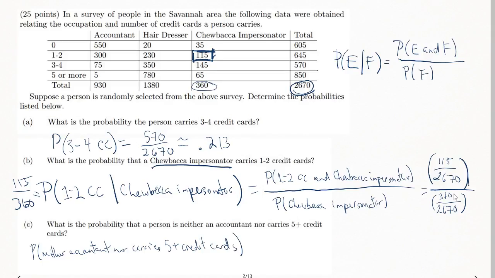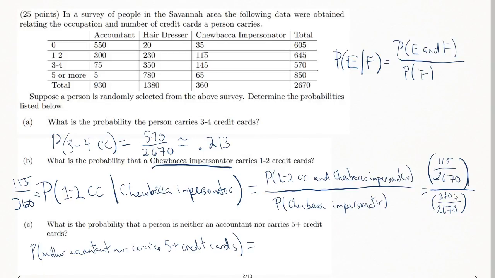So if you were here for that first part, we did one where we actually had the nots involved in one of our probability rules. This one's going to be a little bit trickier with what's going on because we have neither an accountant nor carries 5+ credit cards. So think of it this way.